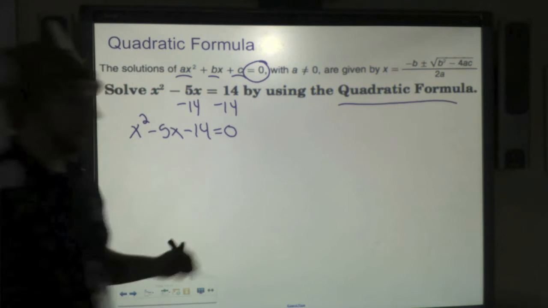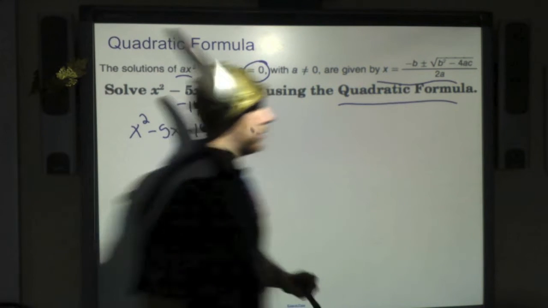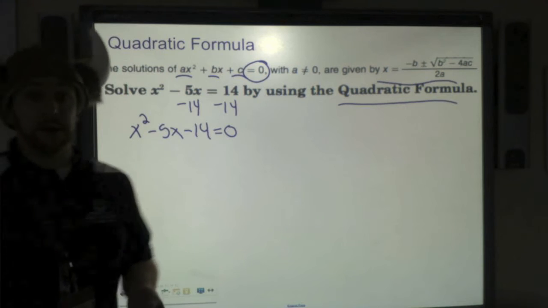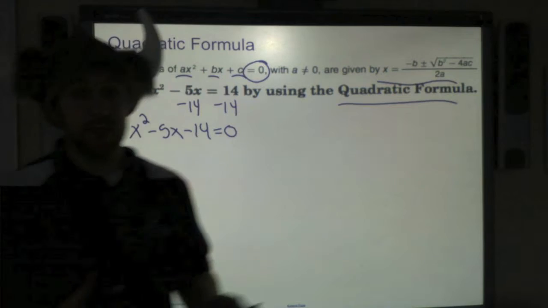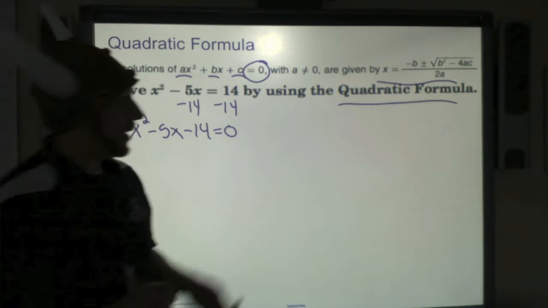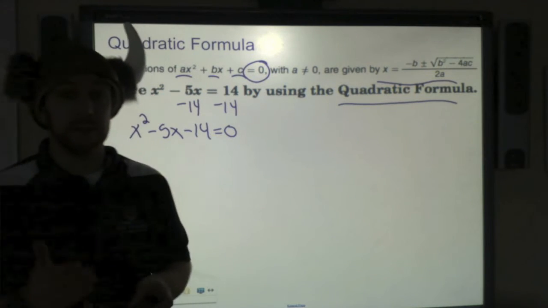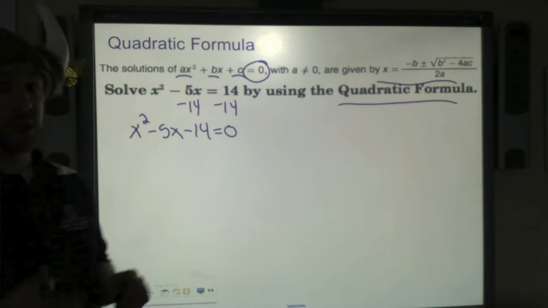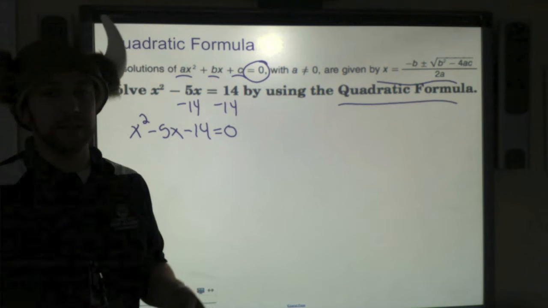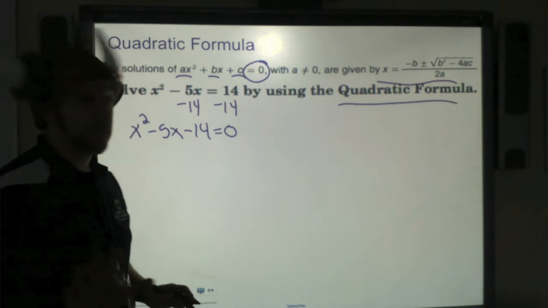This time, I'm going to use the quadratic formula, which is listed right up here. You can always remember the quadratic formula by singing the Pop Goes the Weasel song. I know it sounds stupid, but x equals the opposite of b plus or minus the square root of b squared minus 4ac, all over 2a. That's how I remember it all the time.